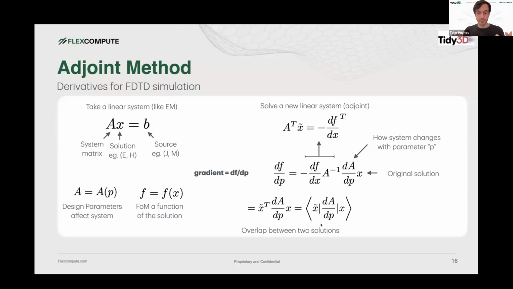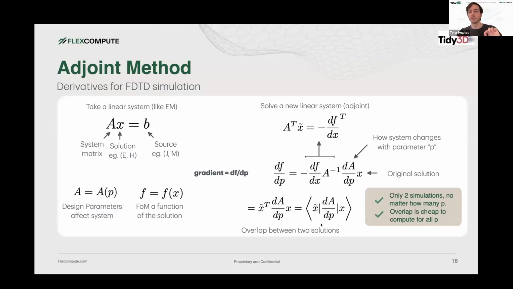Now, the critical thing to realize about this is that both x and x tilde don't depend on p at all. So in a lot of inverse design problems, you might have millions of parameters, right? And you don't want to have to do an FDTD simulation for every parameter, which is what you'd have to do if you were doing a finite difference derivative. What the adjoint method lets you do is solve x and x tilde once, the adjoint and the forward problem one time. And then for every design parameter in your system, you can just perform this inner product. And typically this inner product is very cheap to compute.